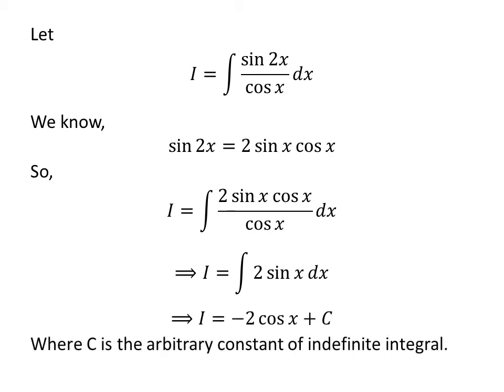We know the antiderivative of sine of x is minus cosine of x, so I is equal to minus 2 times cosine of x, then add capital C, the arbitrary constant of indefinite integral. Do not forget to add this constant in the end of any indefinite integration.